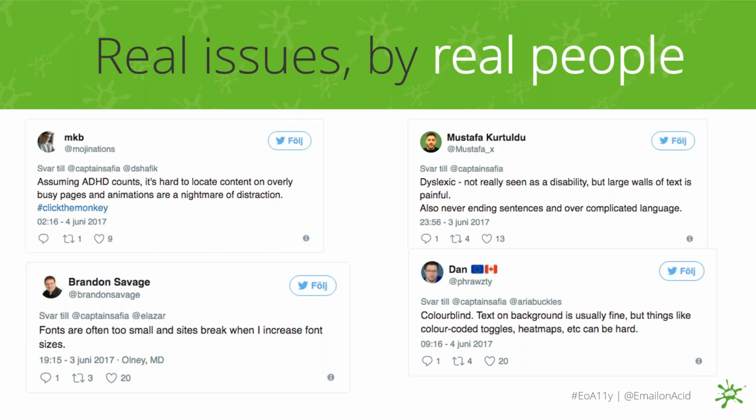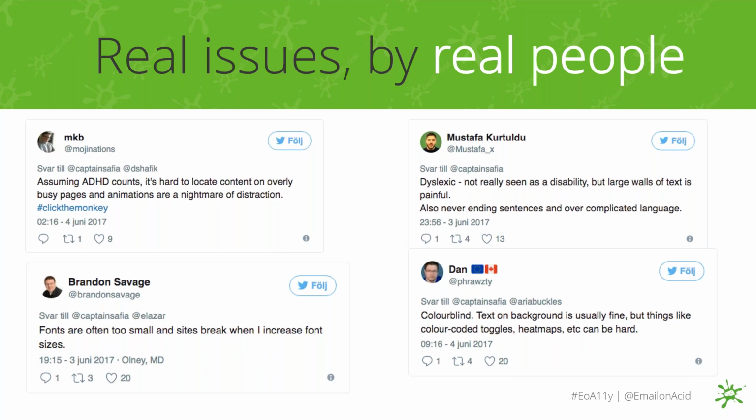You can see in the examples that dyslexia is a huge part of literacy issues around the world. I read earlier that in the UK, 6 million people, about 10% of the population, are estimated to have dyslexia. Color blindness is another one, especially with the rise of interactive email, with buttons and toggles in emails. Adding double-coded toggles, so we're not just relying on color or a visual indicator, is really interesting.